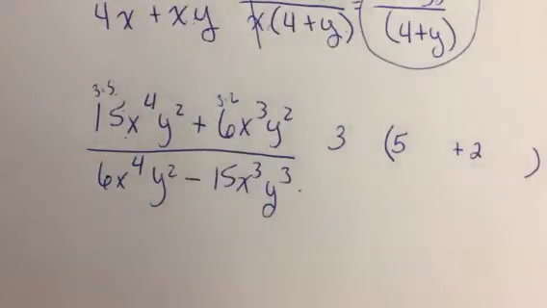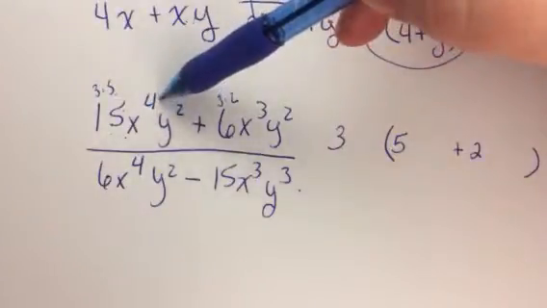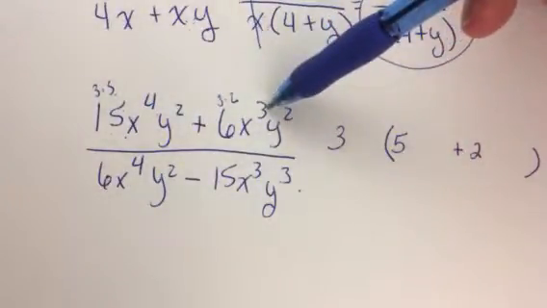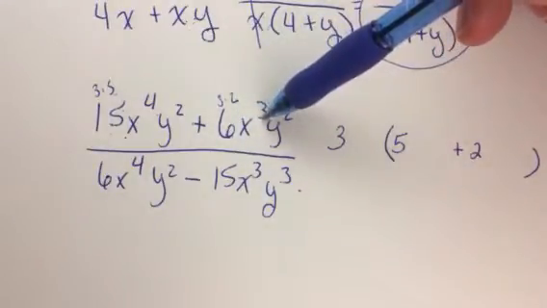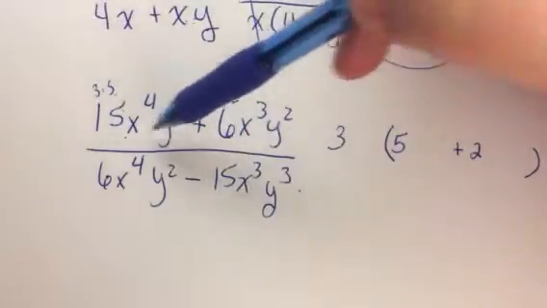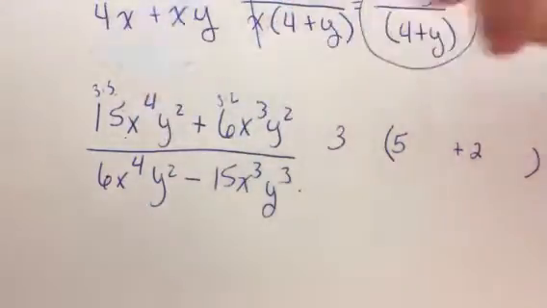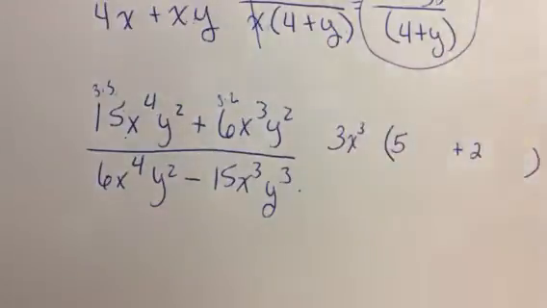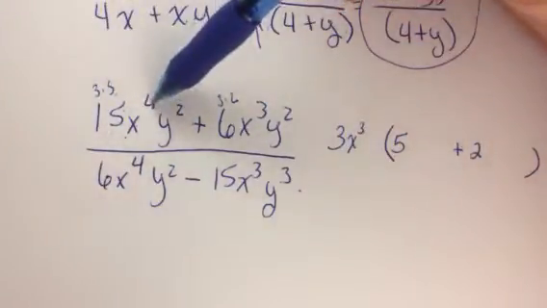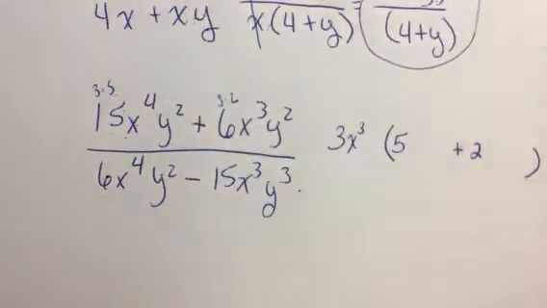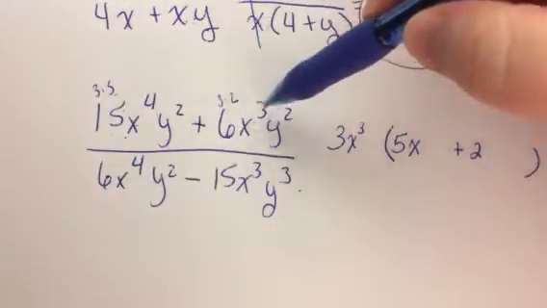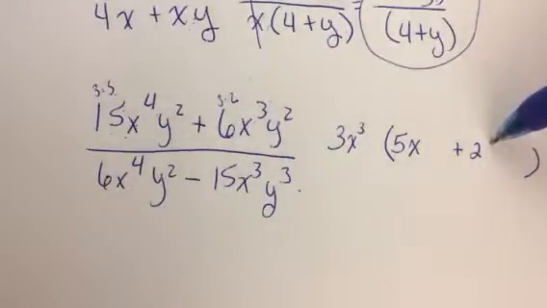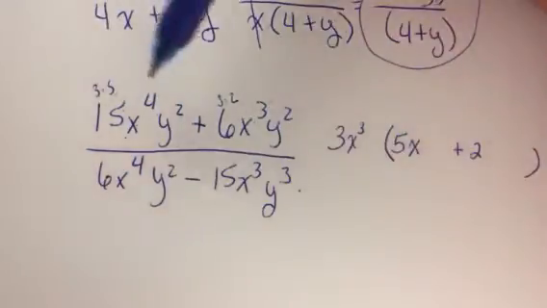Now let's look at my x's. I have an x to the 4th and an x to the 3rd up in my numerator. So I can factor out an x to the 3rd from both of these terms, since they both have at least 3 x's. When I factor out, x to the 4th divided by x to the 3rd leaves me with an x. x to the 3rd divided by x to the 3rd is 1, so I don't have to put another x back with this 2. Now I'm done with the x's.